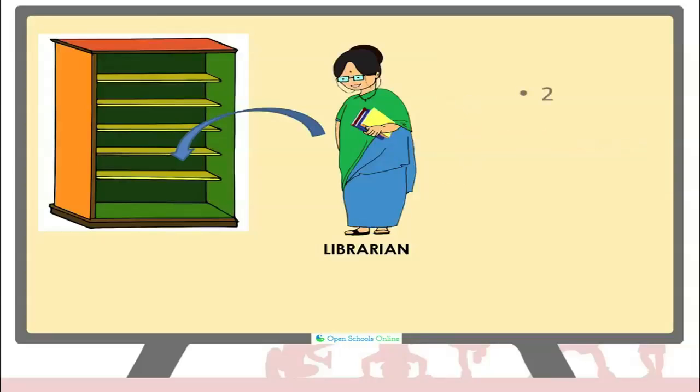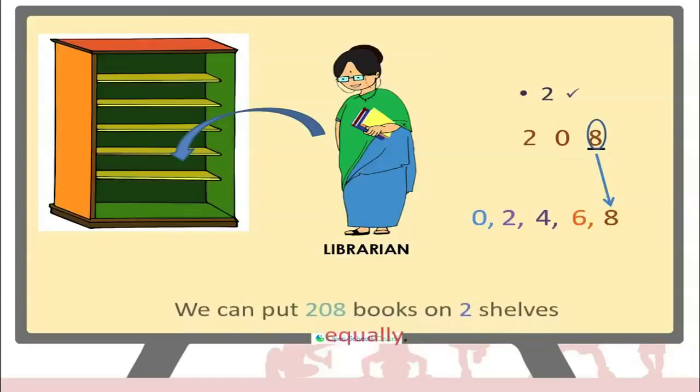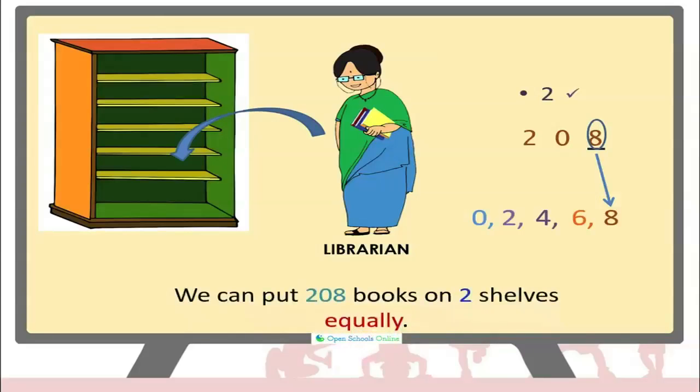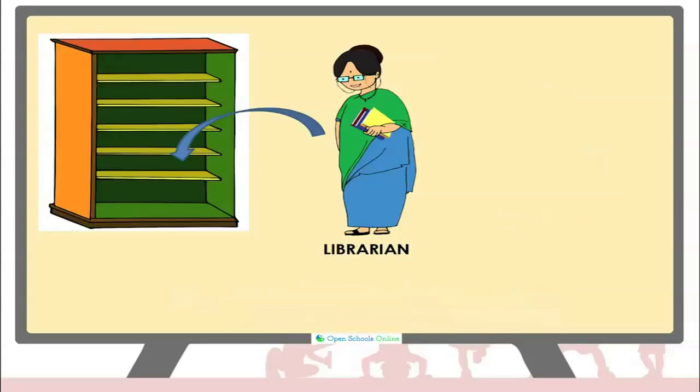So the first option that we have here is 2. Can we arrange 208 books equally in 2 shelves? As I had already told you earlier, we can find this by using the rules of divisibility. The divisibility rule for 2 is that a number is completely divisible by 2 if there is 0, 2, 4, 6 or 8 in its ones place. And here we can clearly see that 8 is in the ones place. That means we can arrange 208 books equally in 2 shelves. Now let's move ahead and see what our next option is.